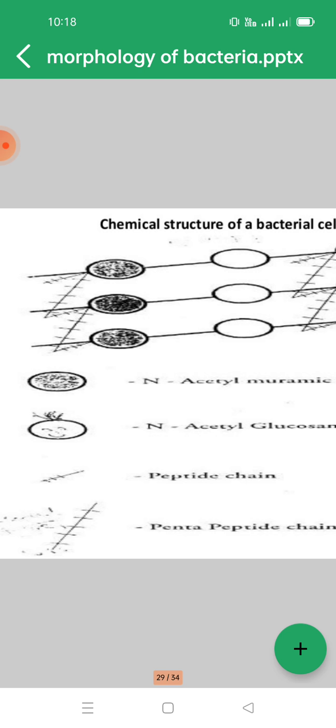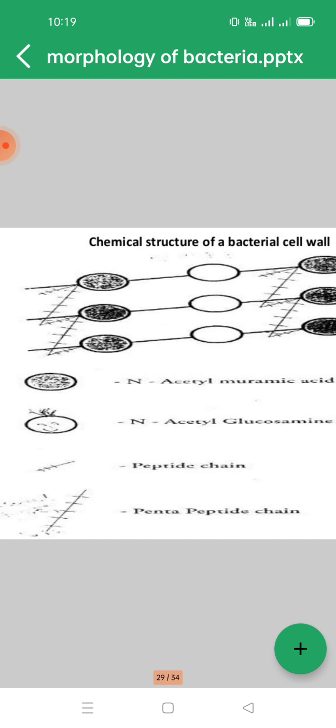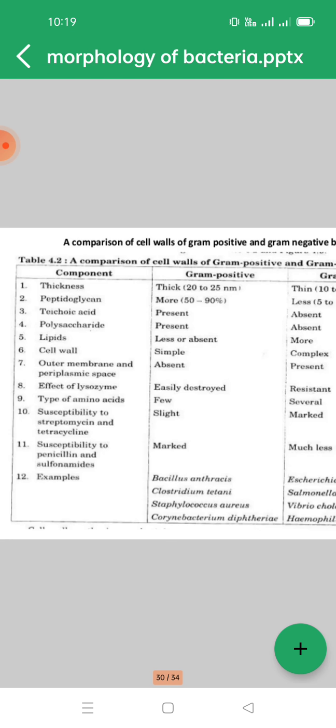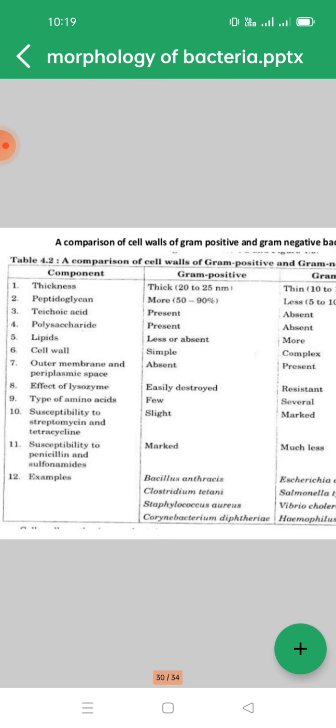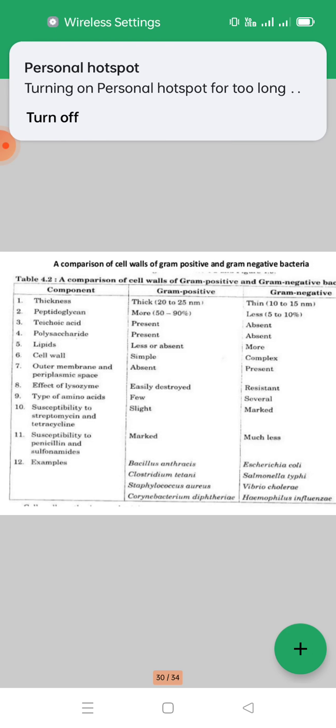This is the chemical structure, that is N-acetyl muramic acid and a peptide chain. All these form a complex structure, that is the polypeptide peptidoglycan layer. So this is the difference between gram positive and gram negative bacteria. You all should know these basic differences. These are the components in gram positive and gram negative.